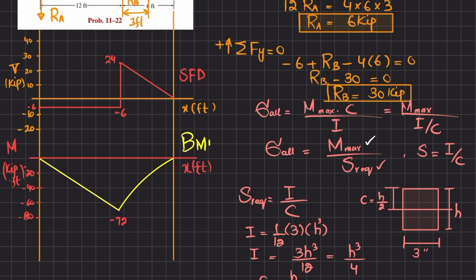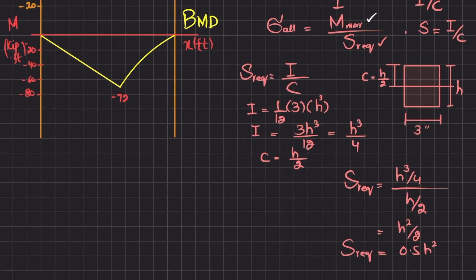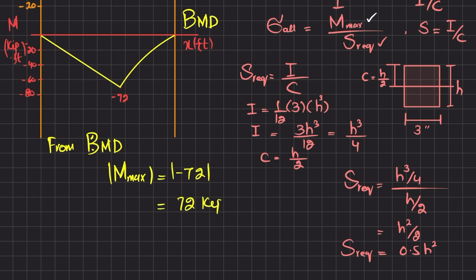Now from this bending moment diagram, you have the absolute maximum bending moment. The maximum absolute value of bending moment is minus 72, which will be equal to 72 kips into feet. So this will be your maximum absolute value of bending moment. So you have now the bending moment as well.